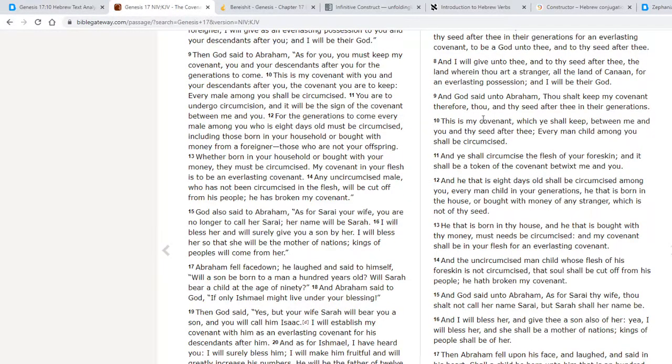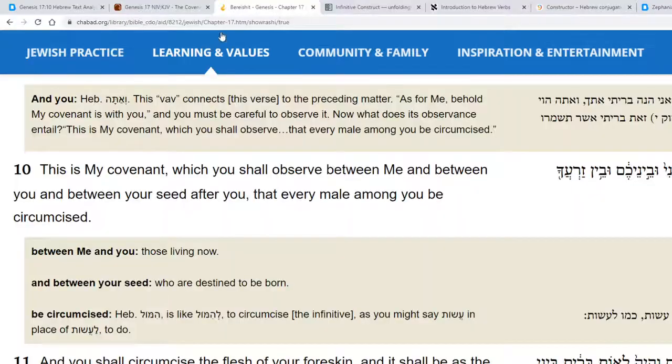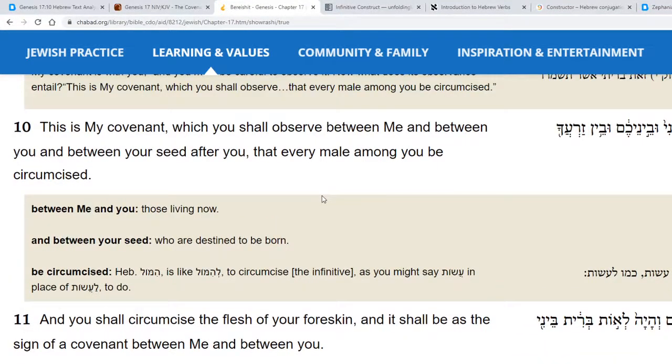Let's look at King James, verse 10. This is my covenant, which ye shall keep, both between me and you and thy seed after thee. Every man child among you shall be circumcised. Okay. NIV: this is my covenant with you and your descendants after you, the covenant you are to keep. Every male child among you shall be circumcised. Yeah, I like that better than King James.